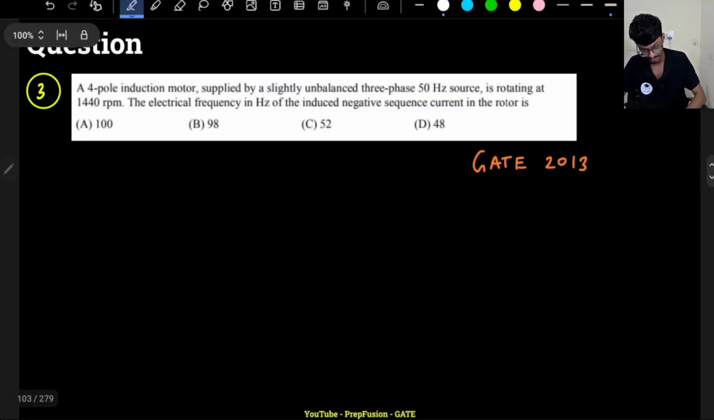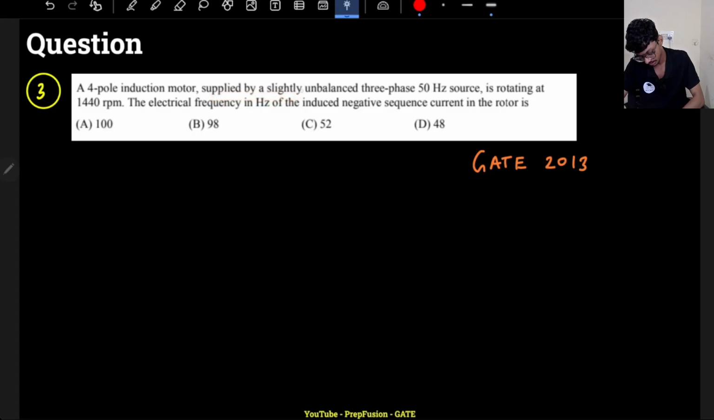So actually a question came, it's not like I'm teaching you something that is not relevant, right? It is relevant. This kind of question does come in examination. So pause the video, try these questions out by yourself, then I will solve this question. A 4-pole induction motor supplied by a slightly unbalanced 3-phase 50 Hz source is rotating at 440 rpm. It is slightly unbalanced. The electrical frequency of the induced negative sequence current in the rotor will be.